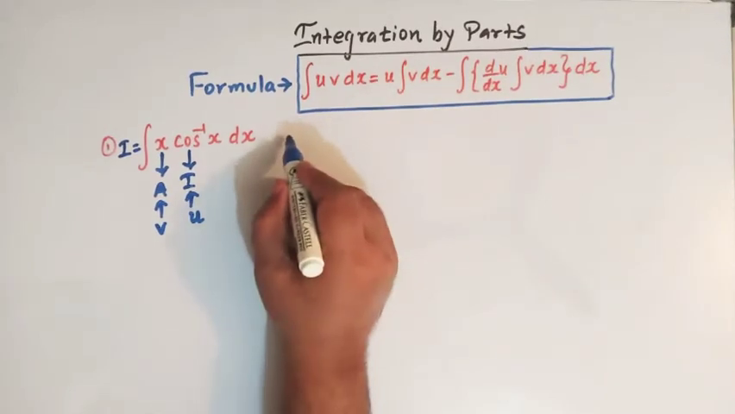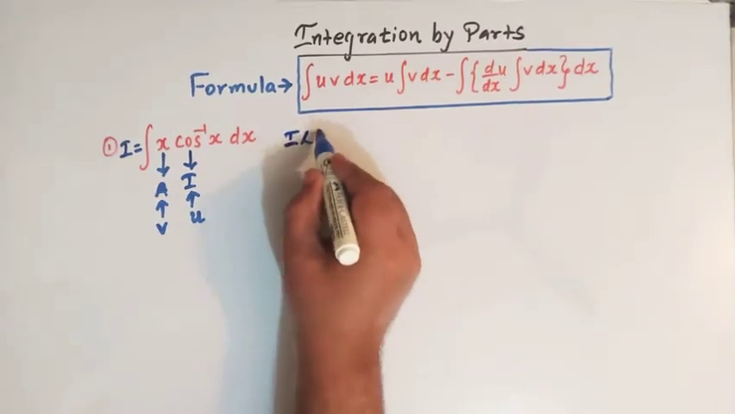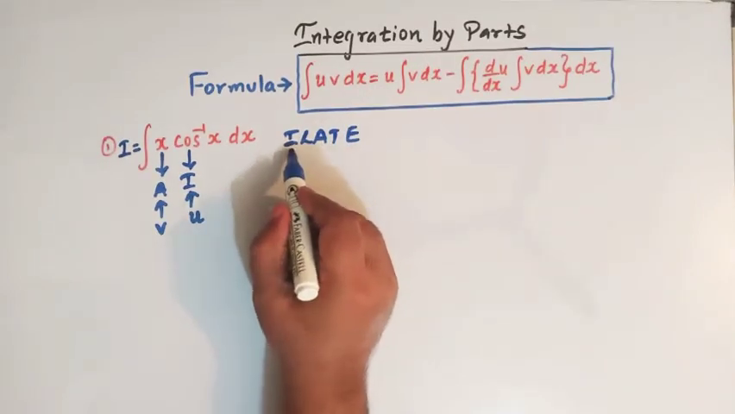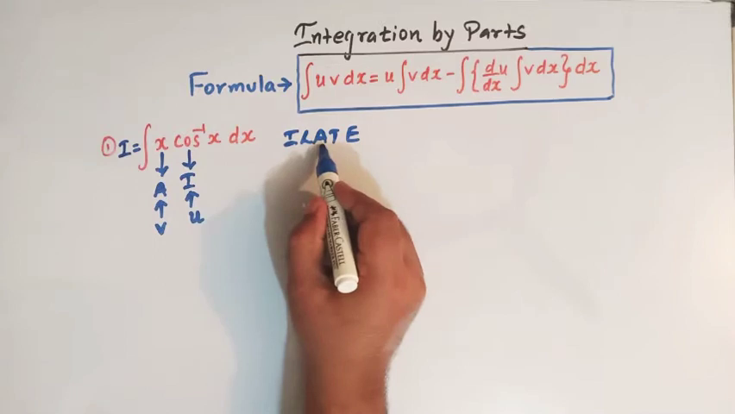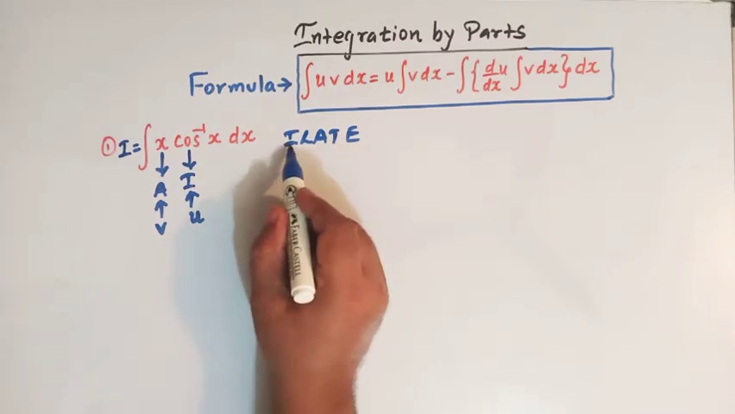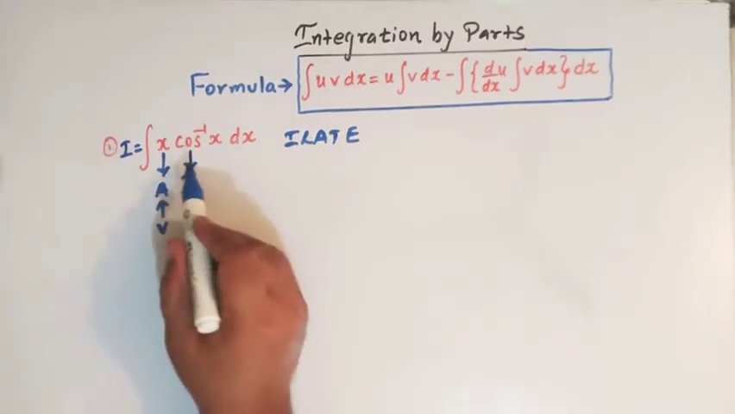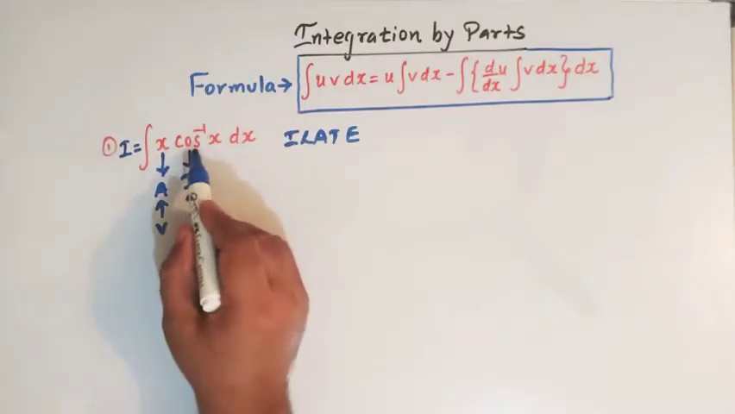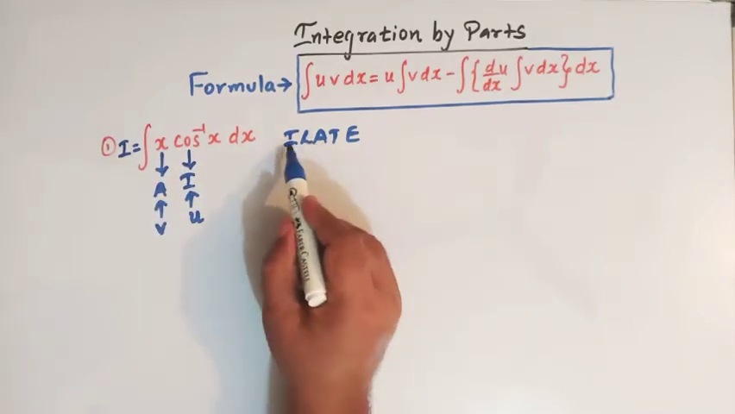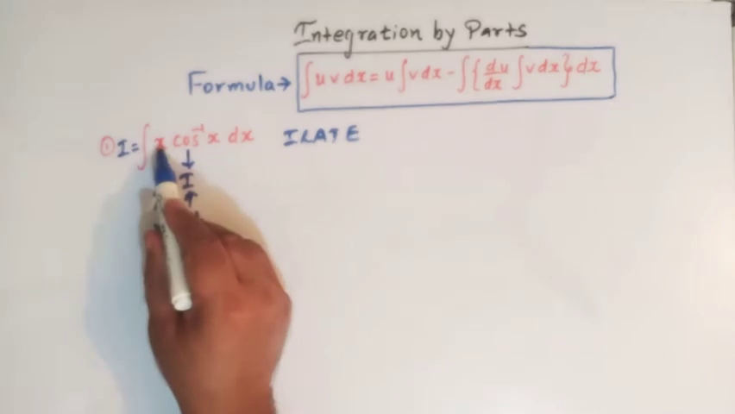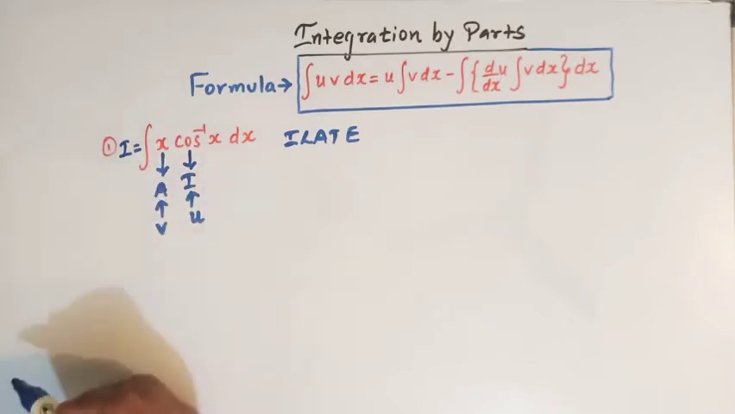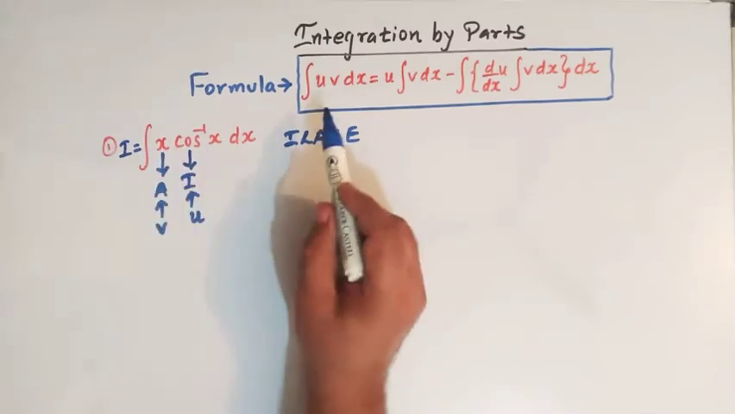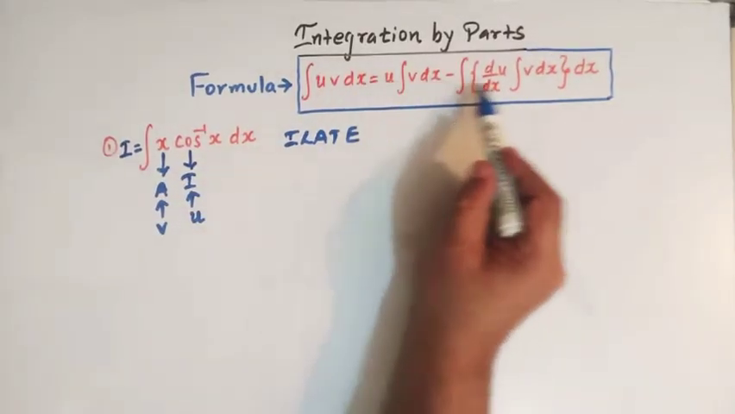And here we have used the rule ILATE, right? So I stands for inverse trigonometric function and A stands for algebraic. So I comes before A. So this cos inverse x is taken as the first function and A comes after I, so x is taken as the second function. Okay, so let us substitute the values of u and v in this formula.